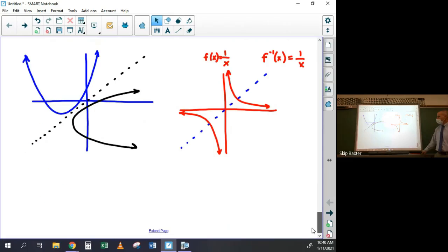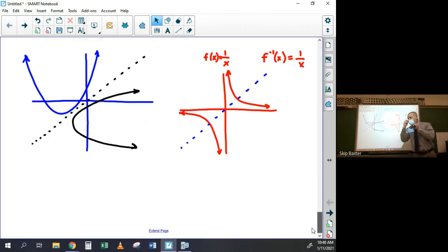Trying to think, do we have other functions, other of our basic functions, that are symmetric over the y-axis? I can't think of any. Or symmetric over the diagonal? I can't really think of anything, other than y equals x itself, or y equals negative x would definitely be true for.